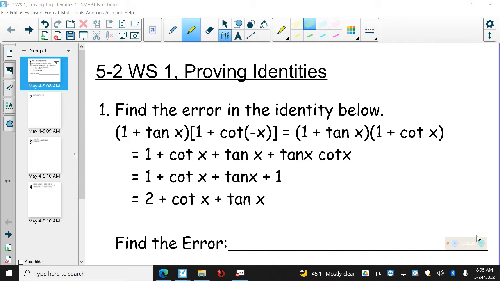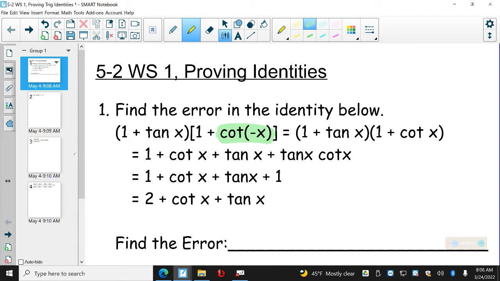What does number 1 say to do? Find the error in the identity below. Okay, the very first thing you need to understand is this is the problem. When you look at that problem, what do you see and what is your eye drawn to first? Well, the negative x. Your eye is going to be drawn to the cotangent of negative x, yes? So immediately you're going to go to your identity formula sheet.